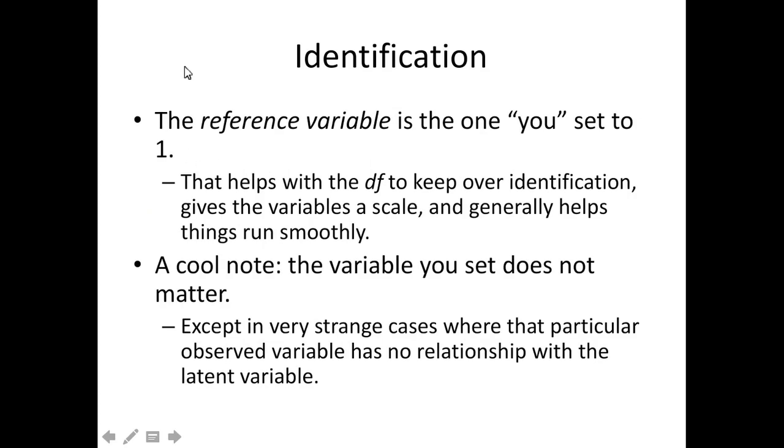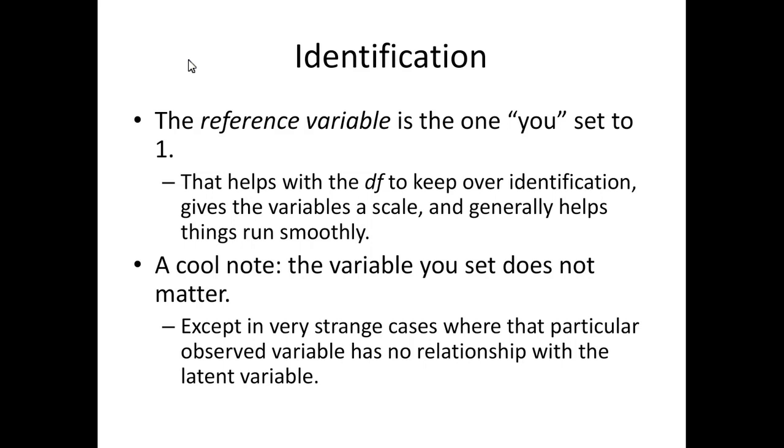Okay. All right. So this setting things to 1, that's called the reference variable, and it's the one that you set to 1. And I use "you" here lightly because in lavaan it's whichever variable you type first, but you can change that. The reason that we do this is to help with the degrees of freedom. So it keeps things over-identified. It allows the variables to have a scale, so this is part of scaling, and just generally helps things run smoothly.